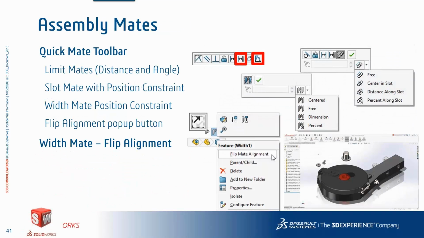Assembly mates. It's 9:33, we're getting close here. In SOLIDWORKS 2020, we have some new assembly mates added to the Quick Mates toolbar, as well as a new flip alignment tool. Let's take a look.